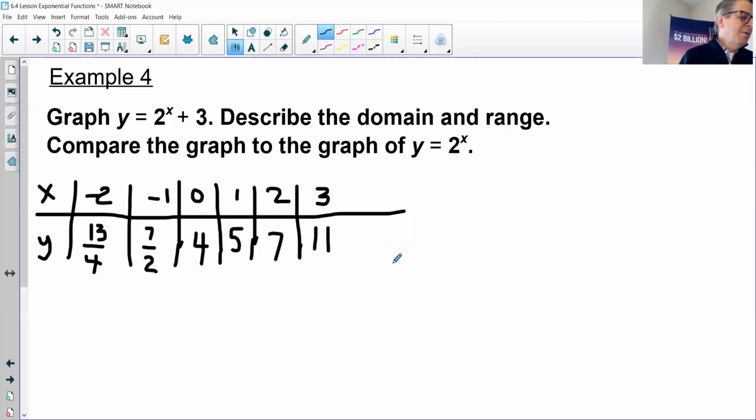So I have a table of values there of y is equal to 2 to the x plus 3. So I was doing a lot of mental math there. It's basically example 3, but I'm going to plot these same points. So what I'm going to plan on doing here is see if I can, here, let's do this.